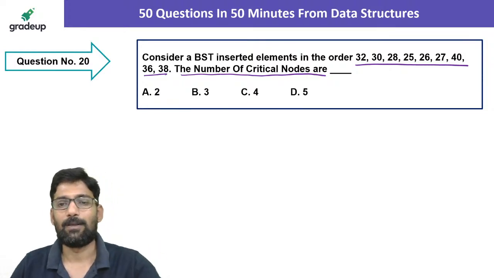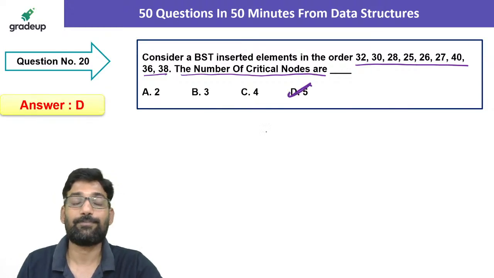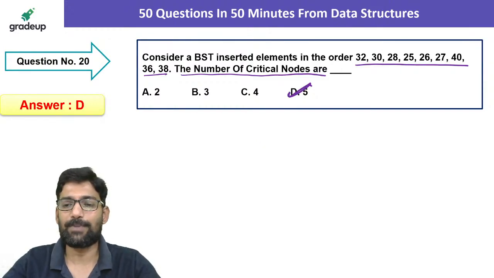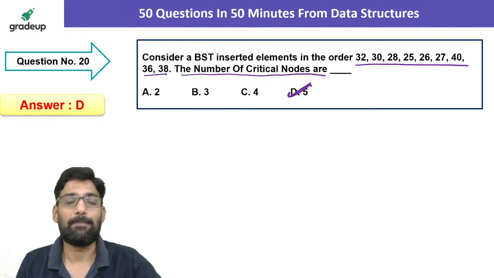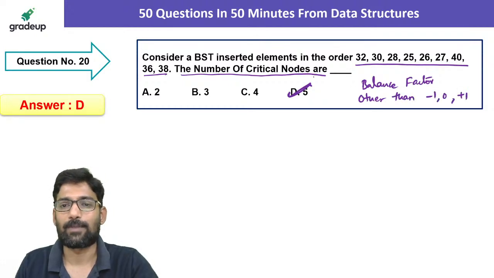Okay, so the right answer for this question is option D. There are 5 critical nodes. What do critical nodes mean? Critical nodes mean those which have balance factor other than -1, 0, +1. They are what we say critical nodes.